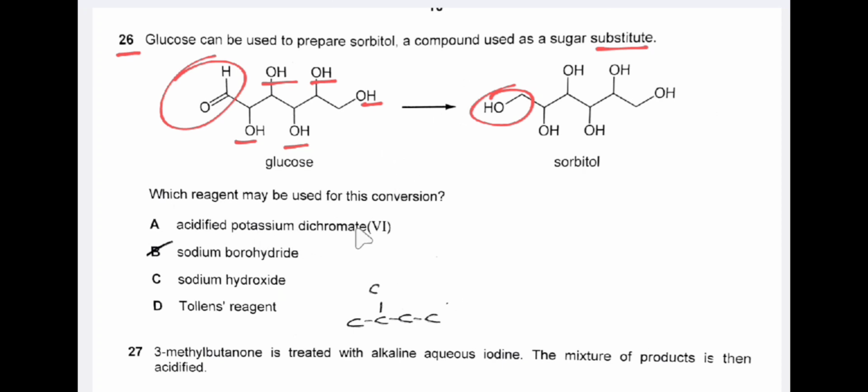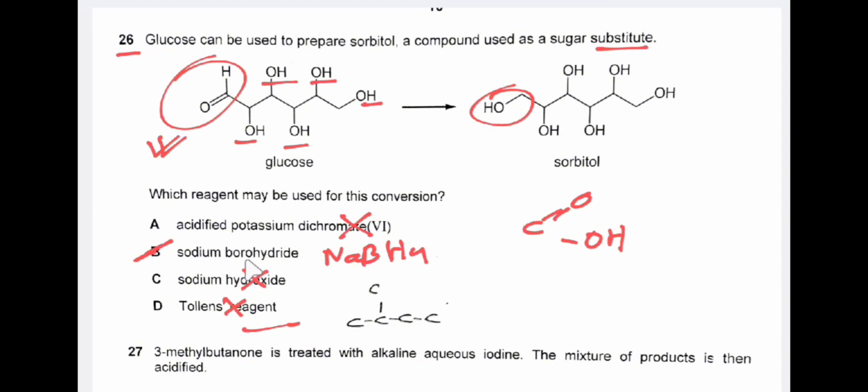Acidified potassium manganate causes oxidation, but we need reduction, so this is wrong. Sodium hydroxide also has no role in this reaction. Tollens' reagent is an oxidizing agent that oxidizes aldehyde to carboxylic acid. Tollens' reagent also produces a silver mirror with an aldehyde, which determines the presence of an aldehyde. But for the reduction of aldehyde to alcohol, we need NaBH4, or sodium borohydride. So NaBH4 is needed to convert an aldehyde to an alcohol. So the correct answer is B.